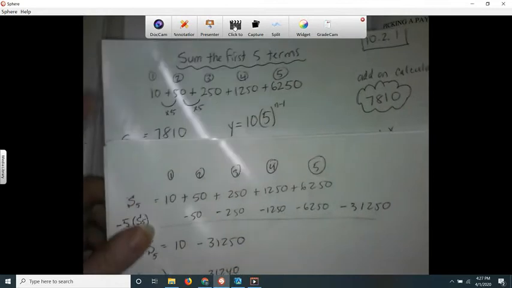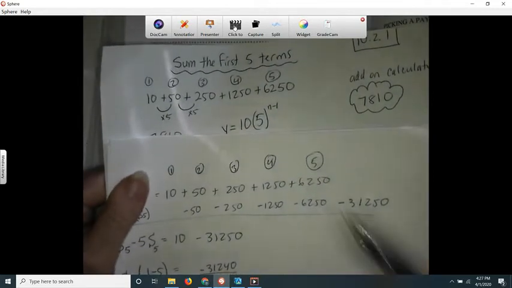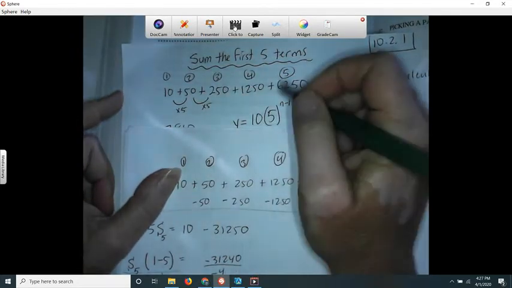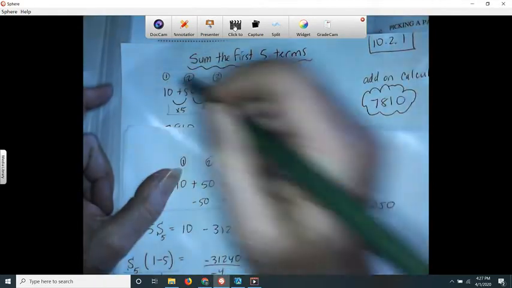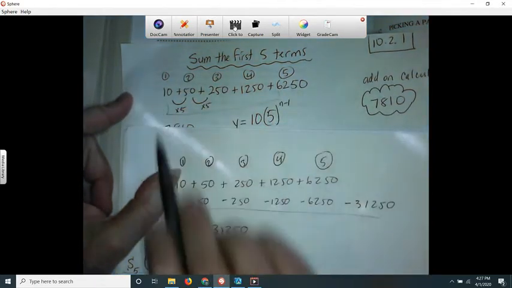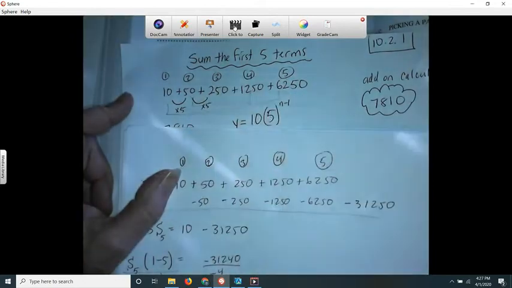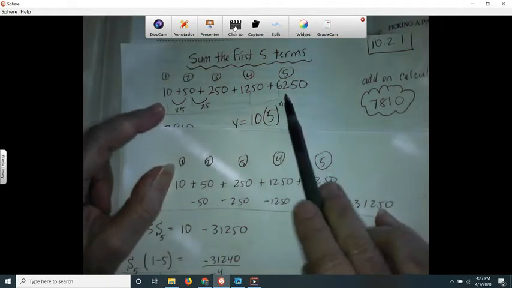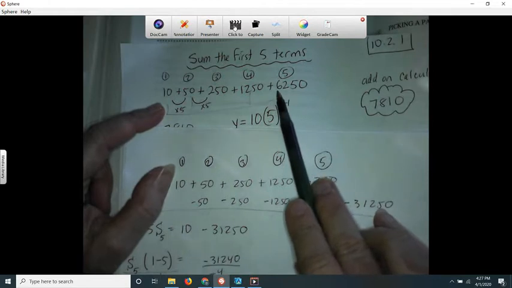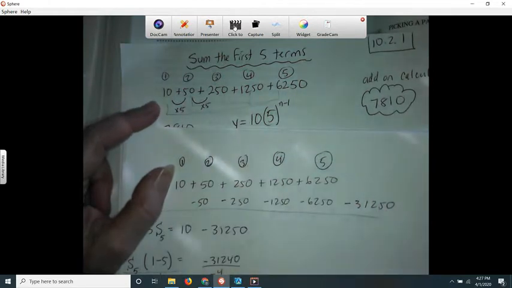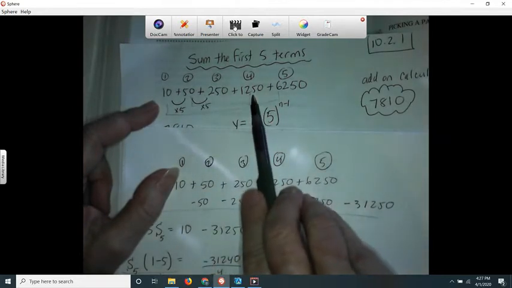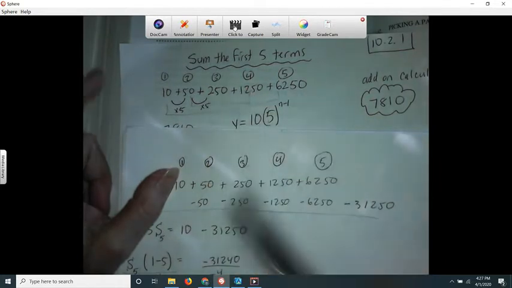Now, if you tried to do it like you would with arithmetic, it won't work. Maybe you haven't had a chance to try that. But you know how I was pairing them up when they're arithmetic? I'd say this plus this equals a certain number, and this plus this equals a certain number, and there's this many pairs, and I throw them in the formula. That'll never work here. 6,250 plus 10 is 6,260. Well, 50 plus 1,250 is only 1,300. It's not going to work.